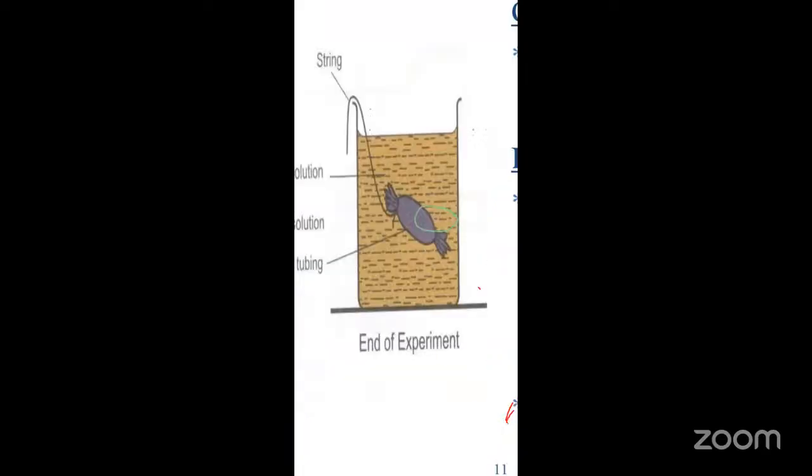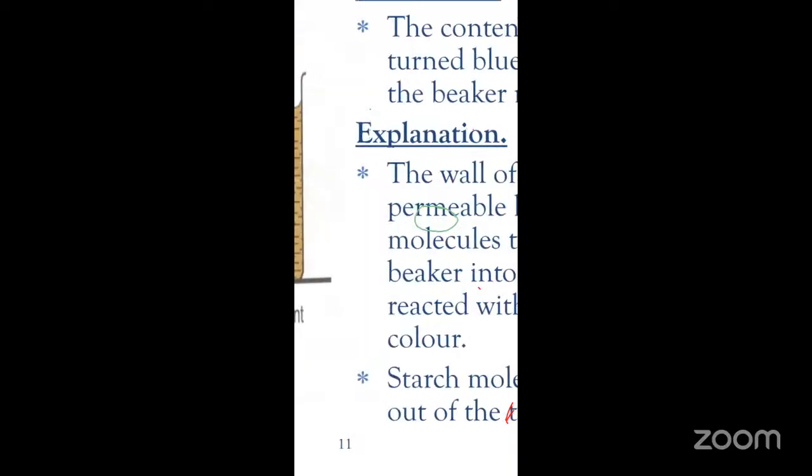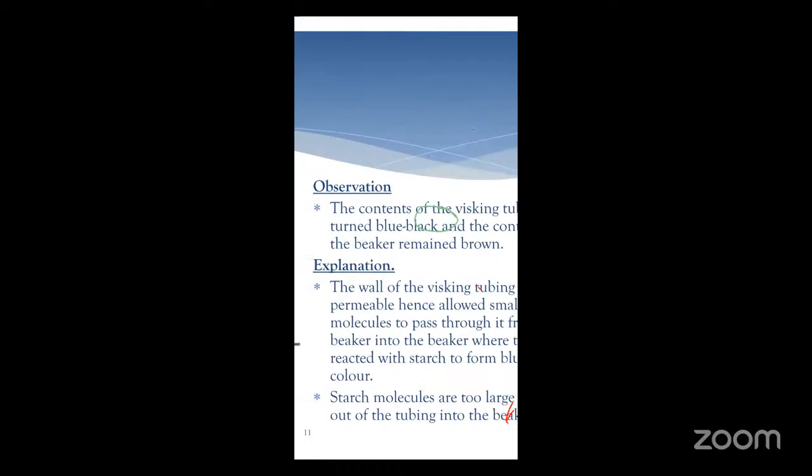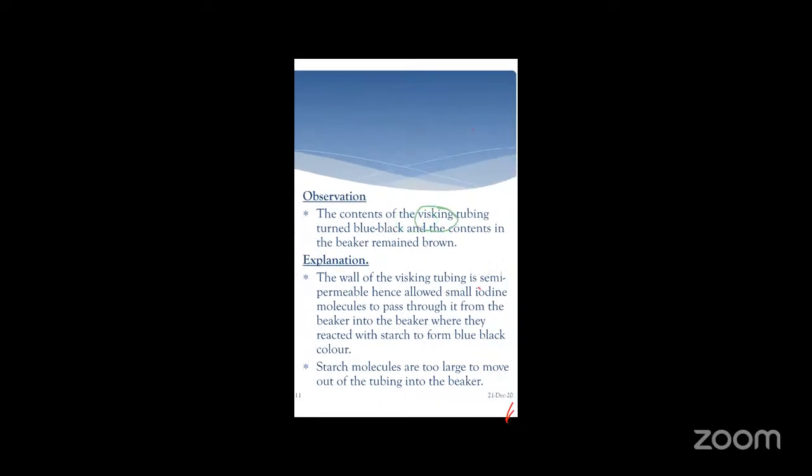So what observation will you make? The contents of the whisking tubing turned blue-black because the molecules of iodine were small enough to pass through the whisking tubing compared to the molecules of starch, which are bigger than the pores. So the observation: the contents of the whisking tubing turned blue-black and the contents in the beaker remained brown.